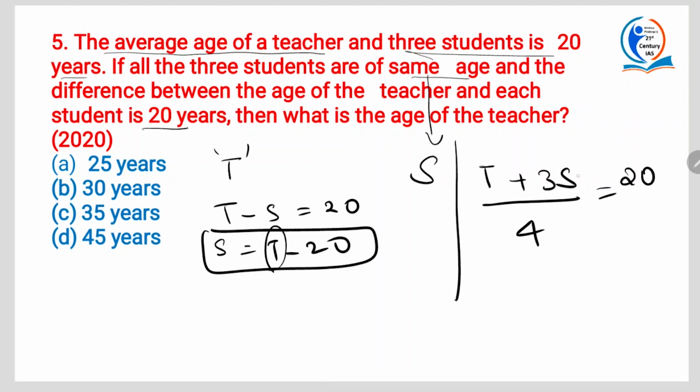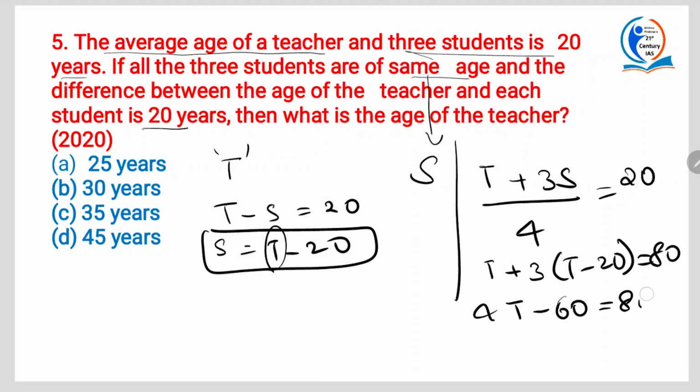All right. Now what is the value of S? It is T minus 20. So (T plus 3 into T minus 20) is equal to 80. All right. So 4T minus 60 is equal to 80, and T is equal to 140 by 4. All right. So how much is it? 4 threes are 12, 4 fives are 20, so 35 years. See, 35 years. Simple, no?